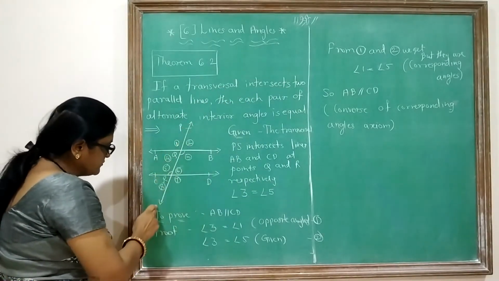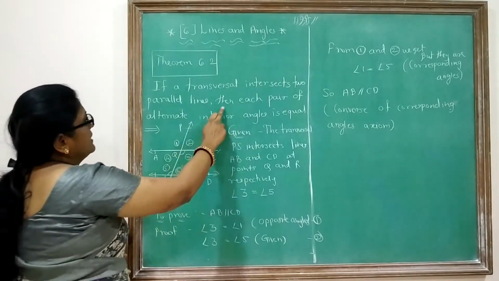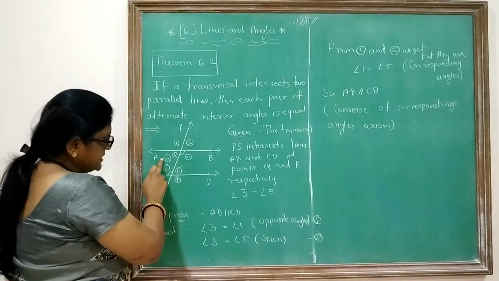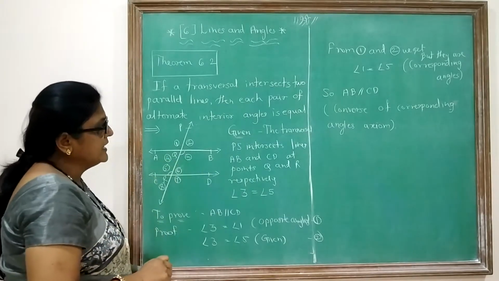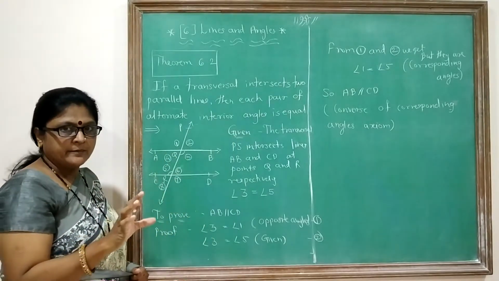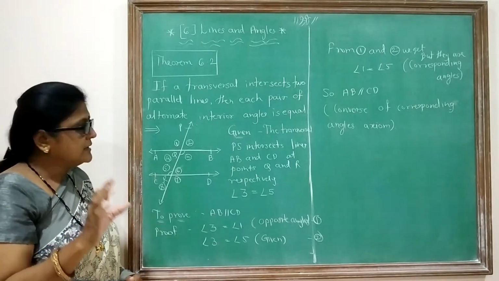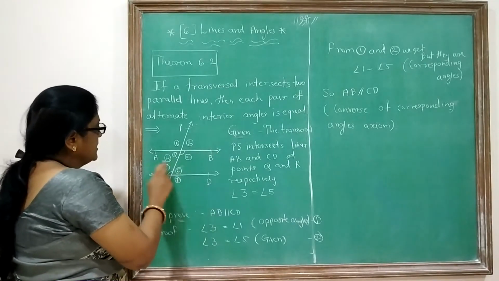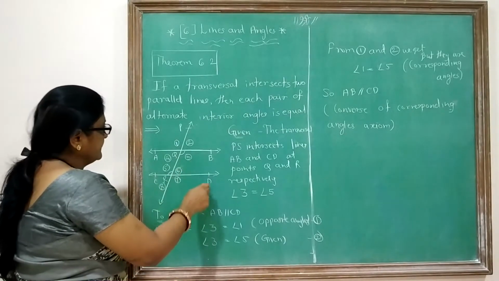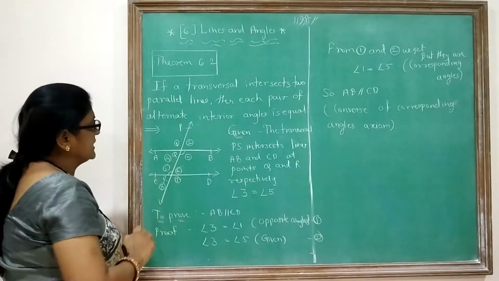This is the transversal line and these are the two parallel lines, AB and CD. Then each pair of alternate interior angles is equal, meaning angles 4 and 6, 3 and 5 are equal. First we will draw the diagram: the two parallel lines as well as a transversal line. Here we are naming them AB and CD, and PQR is the transversal line.